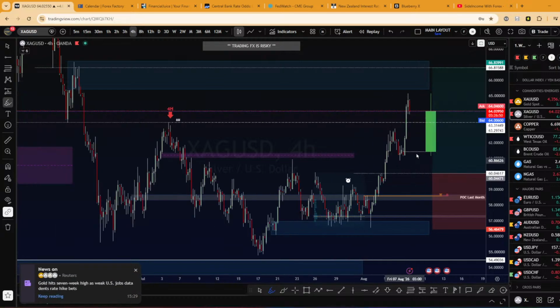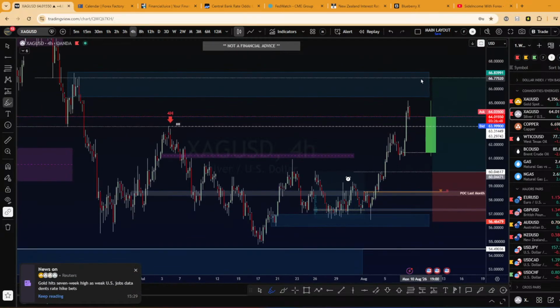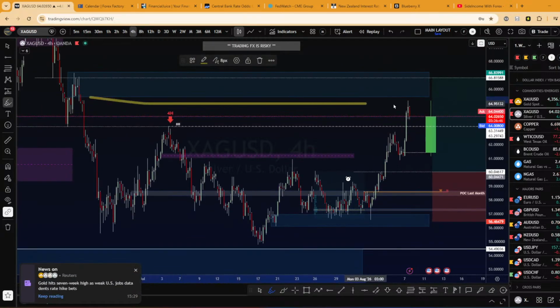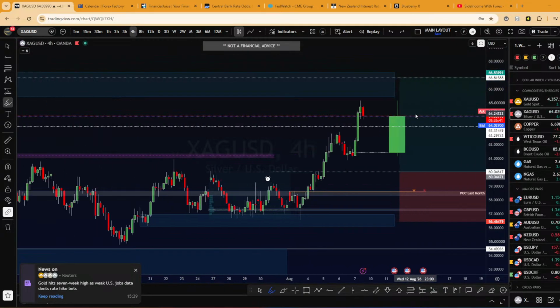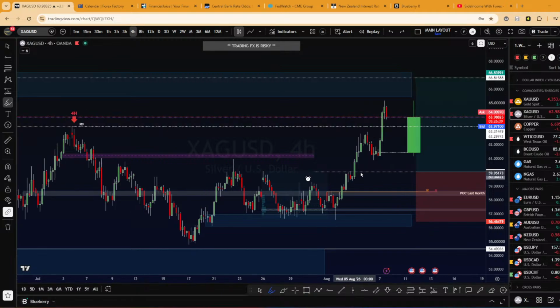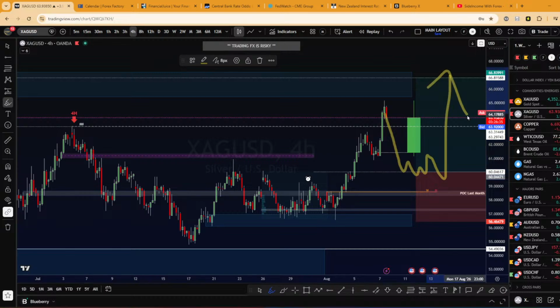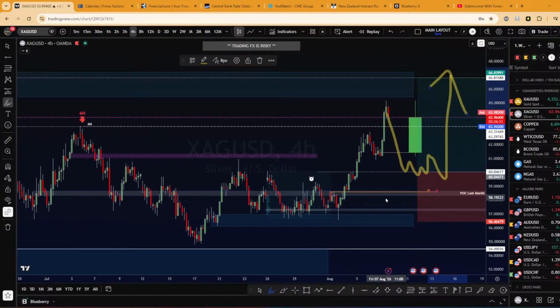Same thing on silver. I wanted to target this level. We are pretty close to this supply zone, so for me, not interesting anymore. So let's see if we could see something like that next week. Retracement will be very interesting.